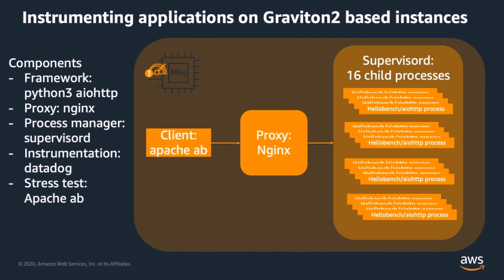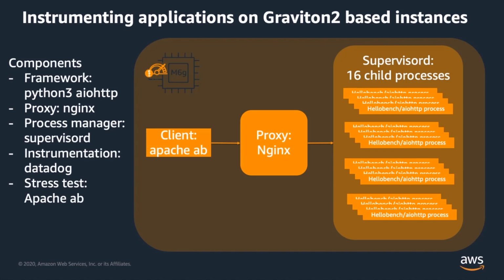I've been implementing an aiohttp-based web application written in Python, something super simple, just a simple hello world. That application is structured so that we have 16 child processes running behind supervisord. Those processes are served through an Nginx proxy, load balancing the requests over those 16 processes. And we're going to stress the application using the Apache AB benchmark.